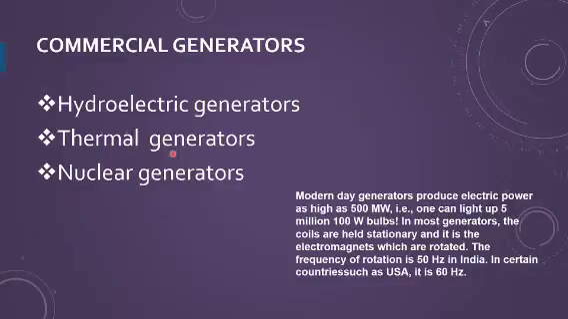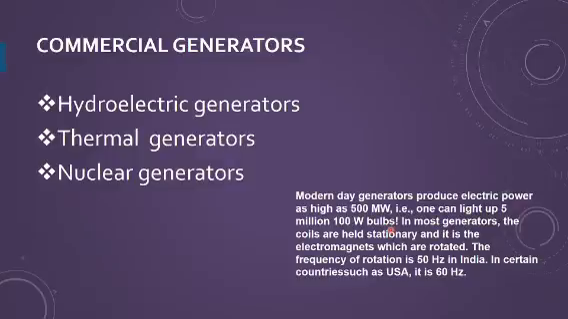In thermal generators, we burn coal, or any fuel can be burnt to boil the water. Steam is produced, and that steam is used to move the turbines. In nuclear generators, in place of coal, we use nuclear energy to produce the steam. Nowadays generators are able to generate electric power as high as 500 megawatt. It means one can light up 5 million 100 watt bulbs. That much we are able to generate at one time.